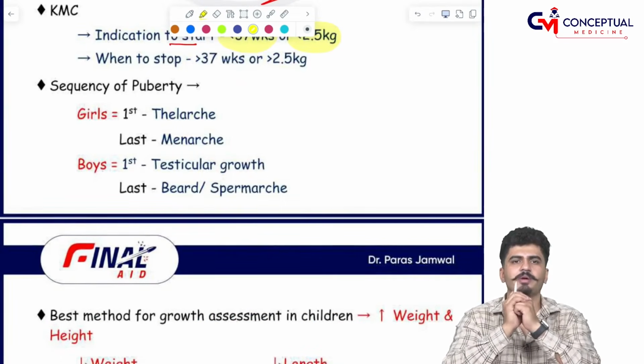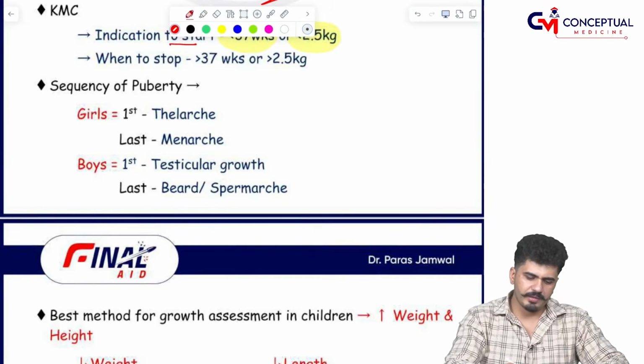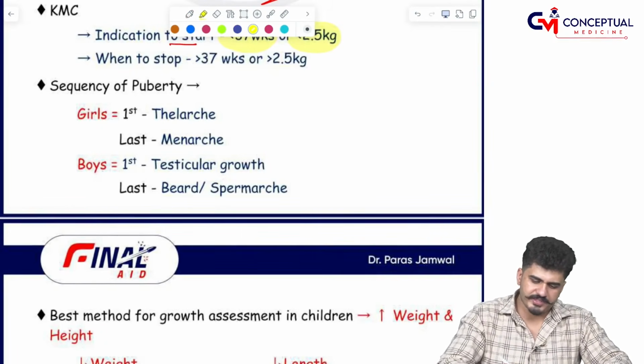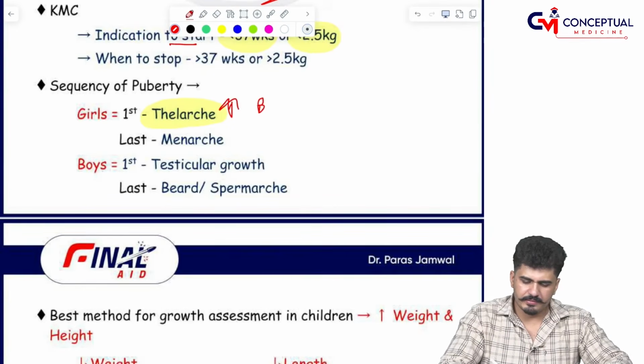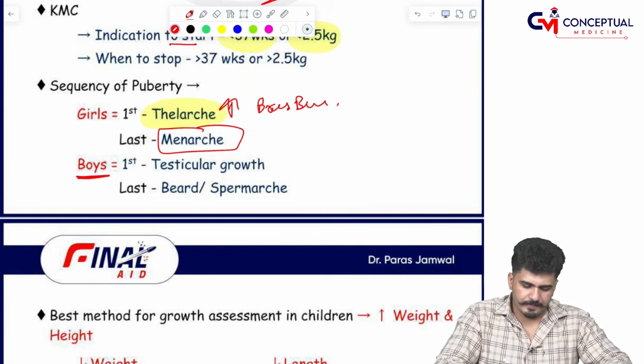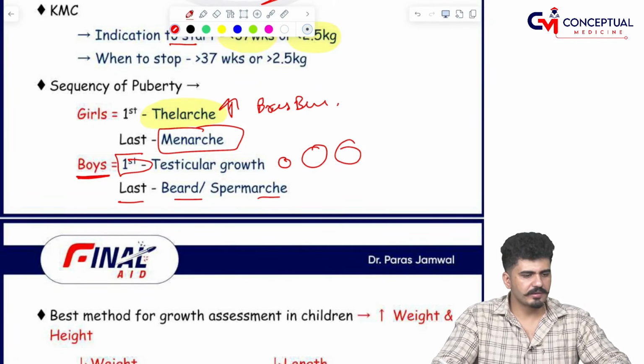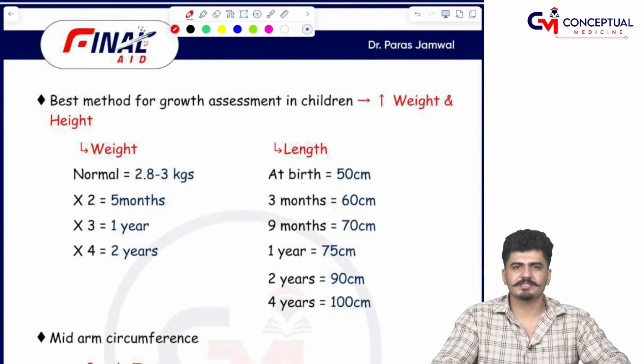Now, the sequence of puberty in girls and boys. What comes first? Sir, remember, in girls the first is thelarche, that is increase in breast bud size. Last is menarche. In boys, first is testicular growth, and last is beard or sperm arche.